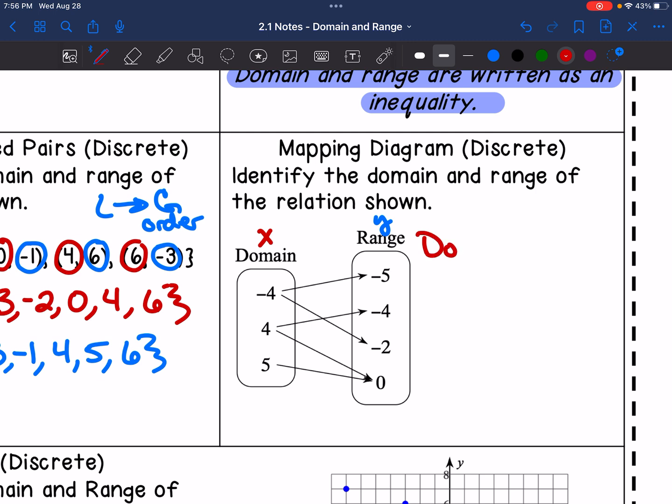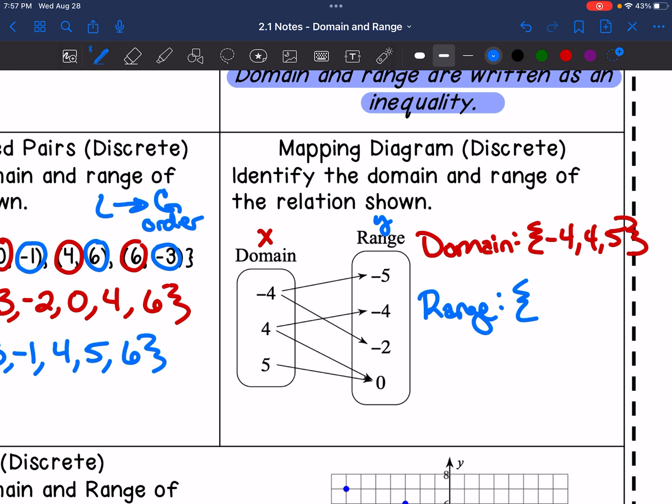So let's say I'm writing my domain. So that's going to be my x's. So if I look inside that box, my only x's are -4, 4, and 5. Once again, I want those in least to greatest order. And then looking at my range, once again, least to greatest order, I'm looking at the box that has my y's, -5, -4, -2, and 0. And then there's my range.